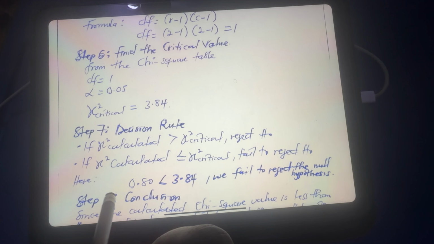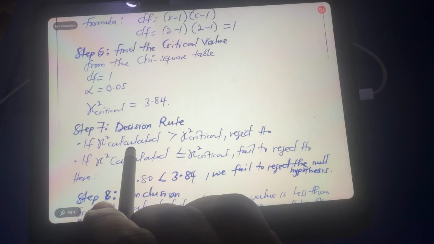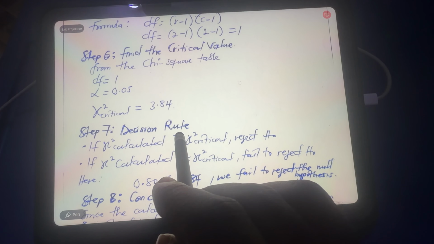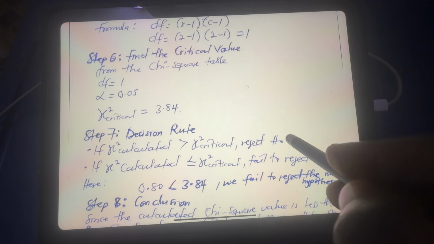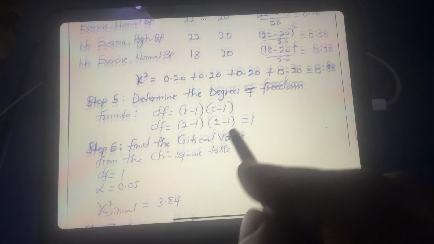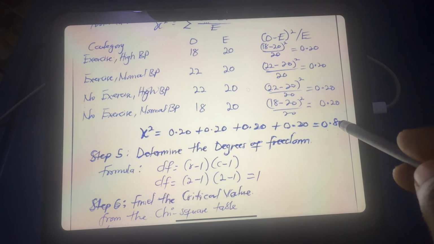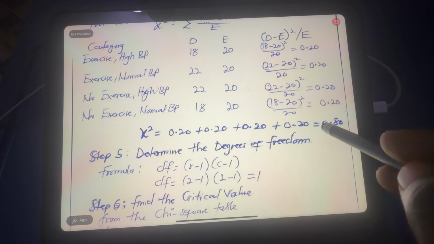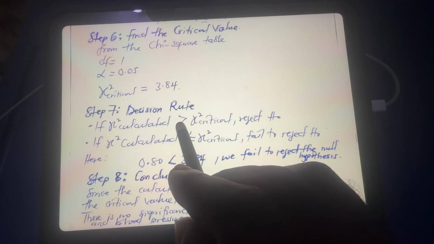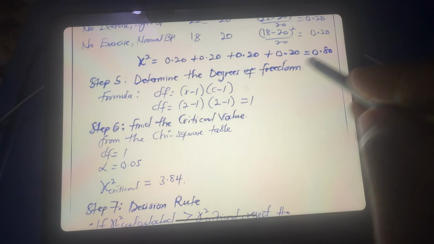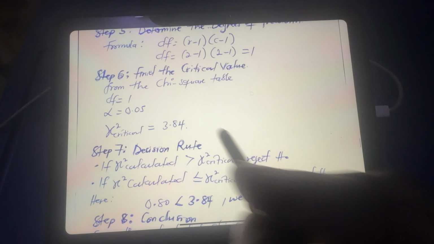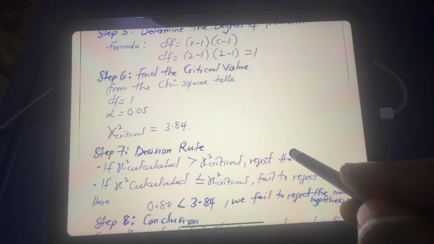Now, the first decision rule is that if the calculated chi-square is greater than the critical value, you reject the null hypothesis. If the calculated chi-square, this is the calculated chi-square, is greater than the critical value, this is the critical value, so if this is greater than this, you reject the null hypothesis. Okay.